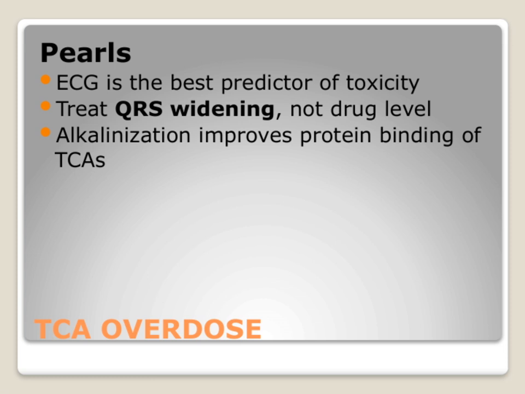Additionally, alkalinization of the blood can be very helpful because it improves the protein binding of TCAs. This reduces the free, active drug in the system and can lessen the severity of the toxicity. So, in summary, always keep an eye on the ECG, prioritize addressing QRS widening, and consider alkalinization as a key part of treatment. These points are crucial for effectively managing TCA overdose and improving patient outcomes.